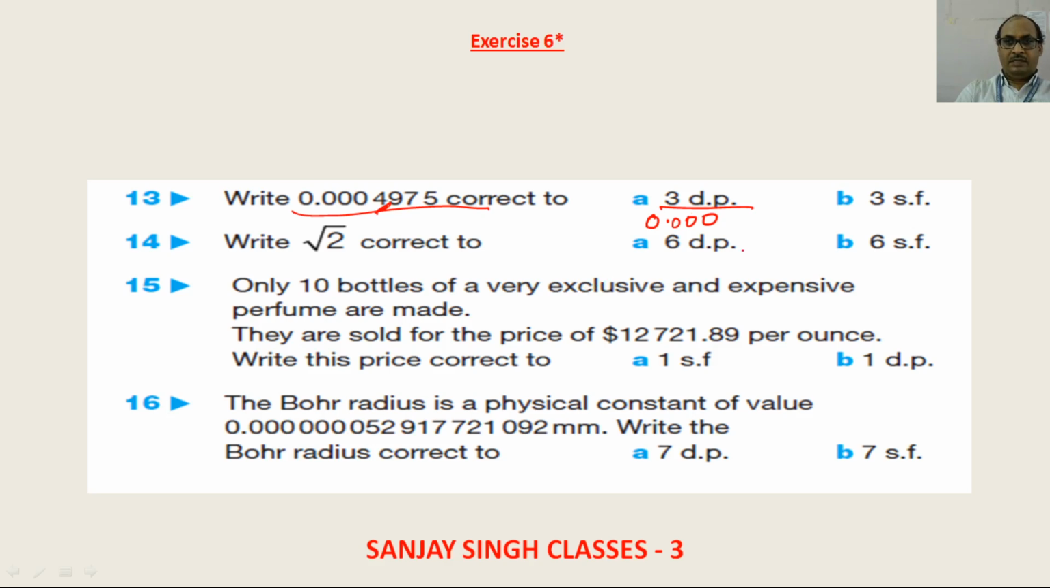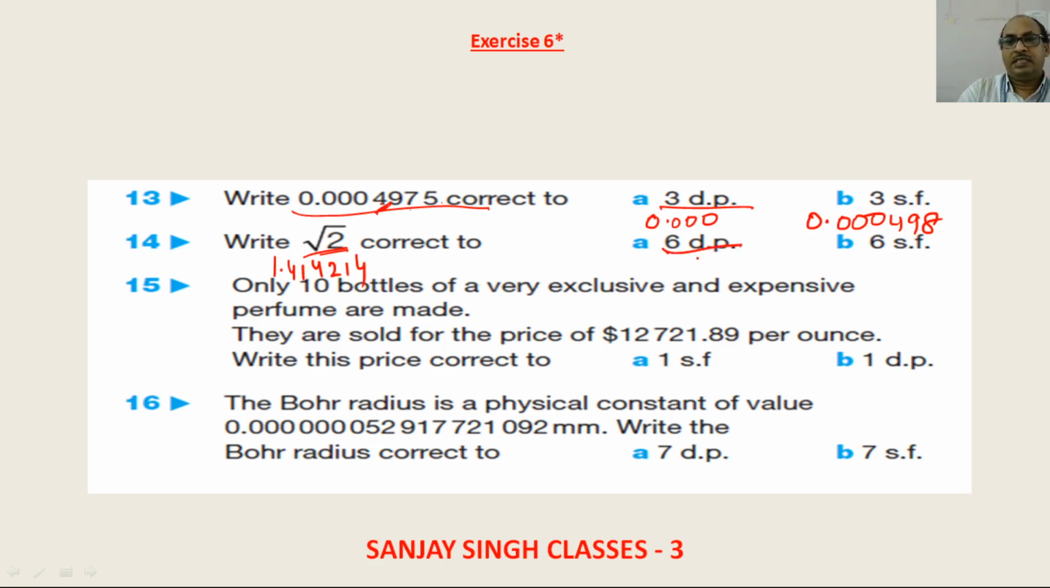Right. Now 3 significant figures are there. So in this case, it will be 0.000. 3 significant figures means 497. Due to this 5 it will become 498. Right. Now root 2. What is the value of root 2? 1.414214. So this is the value.